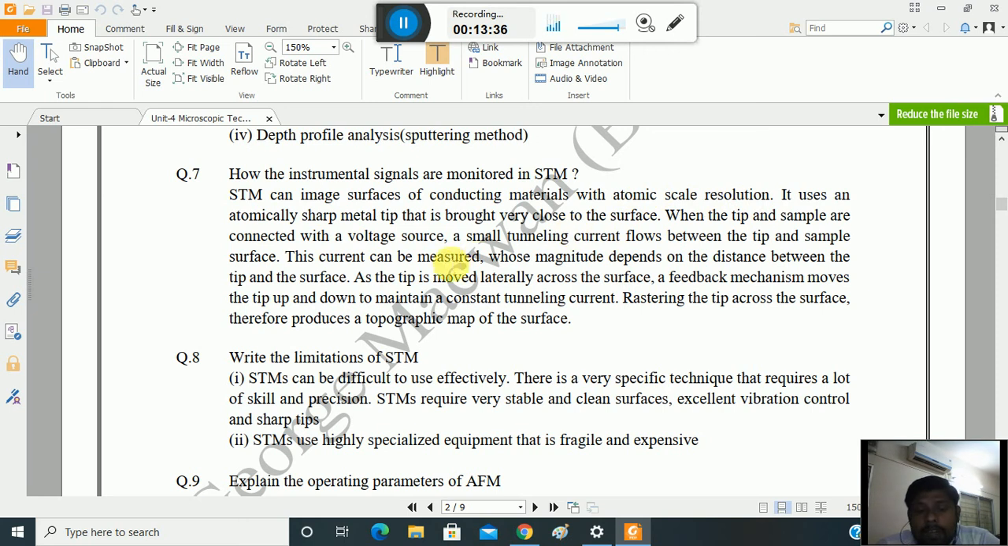Now this current can be measured, and its magnitude depends on the distance between the tip and the surface. As the tip is moved laterally across the surface, a feedback mechanism moves the tip up and down to maintain a constant tunneling current. Rastering the tip across the surface therefore produces a topographic map of the surface. Now you know what rastering is. Rastering means the scanning of the whole surface.